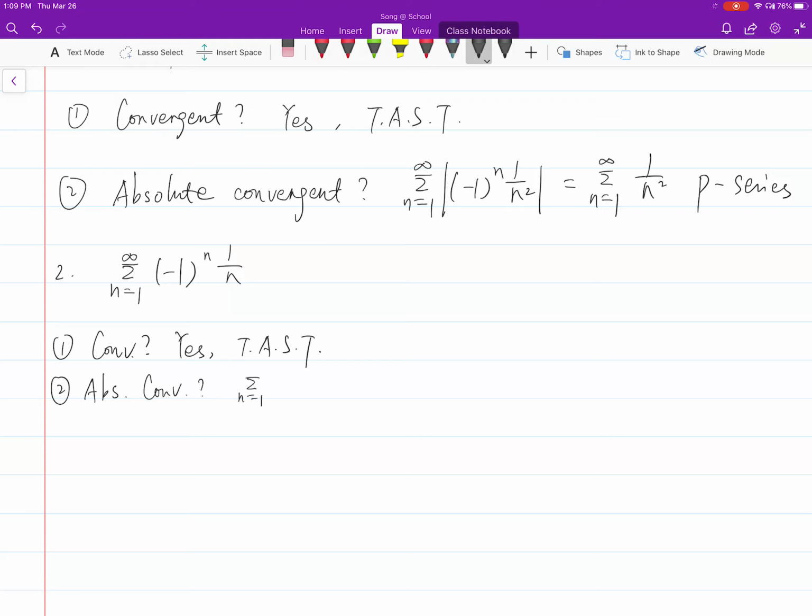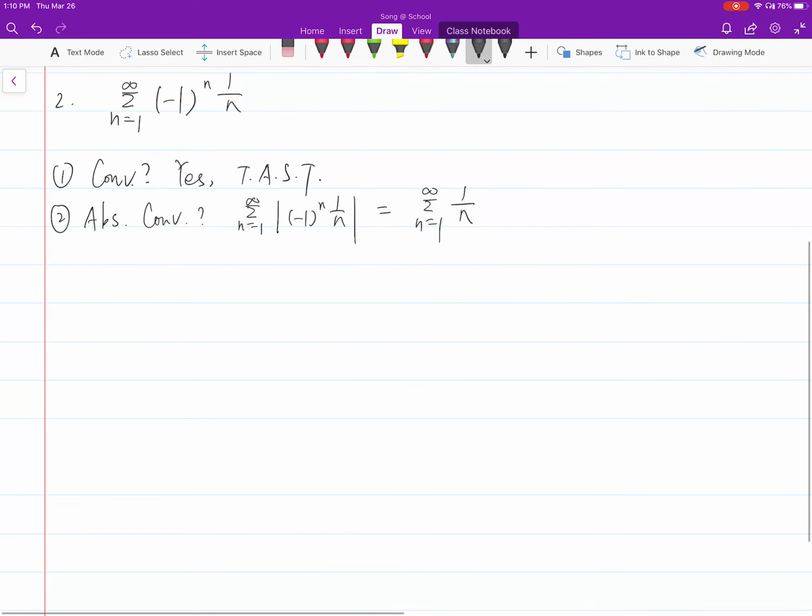Well, you take the absolute value. It's not alternating anymore. Okay. Now, is this one convergent or divergent? You definitely know this is divergent because of the p-series, or you can say the harmonic series.